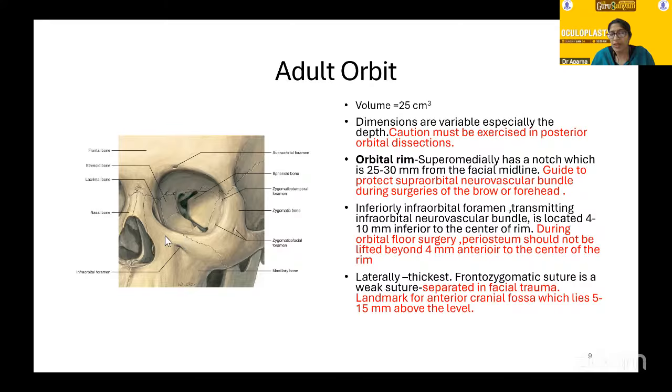So your dissections of the periorbita or the periosteum should not extend beyond the 4 mm mark below the inferior rim. Laterally, the orbital wall rim is the thickest. The frontozygomatic suture is a weak suture, and it generally gets separated in facial trauma. This is also a landmark for the anterior cranial fossa, which lies 5 to 15 millimeters above this level.